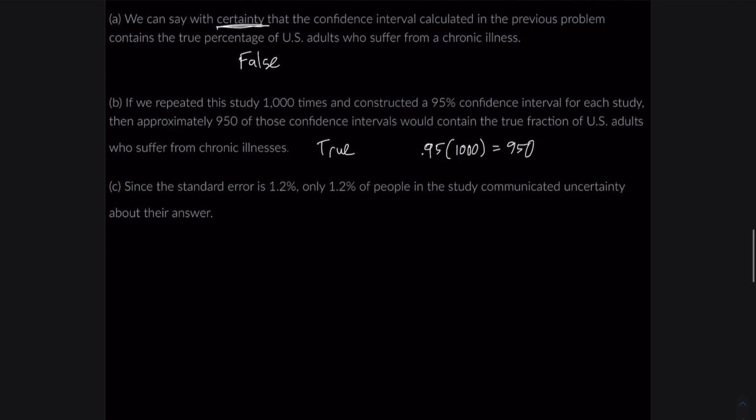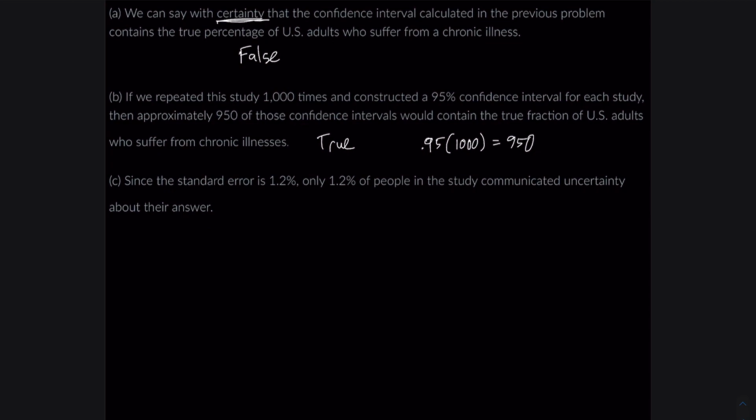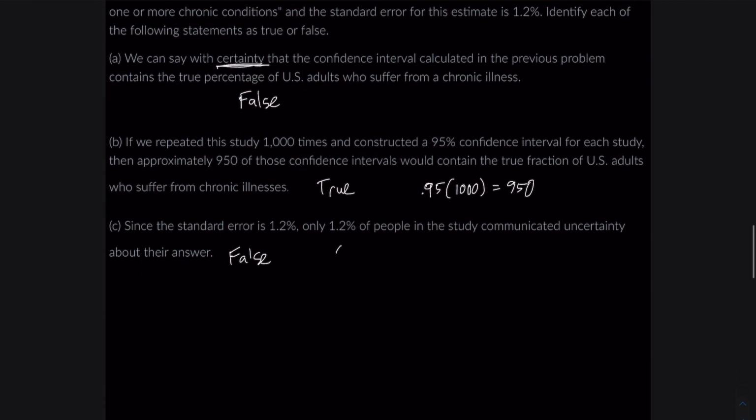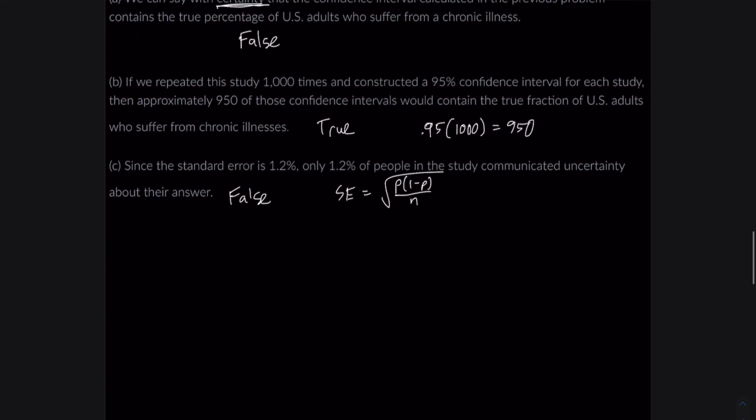All right, C says since the standard error is 1.2%, only 1.2% of people in the study communicated uncertainty about their answer. And that's just false because that's not our definition of standard error. Standard error has nothing to do with the answer of a study. It just has to do with the formula, right? So remember, standard error for this would be the square root of p(1 minus p) over n, right? So that's not the same thing. Don't even let that question throw you off.